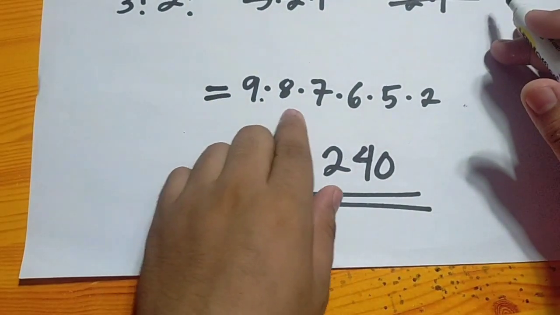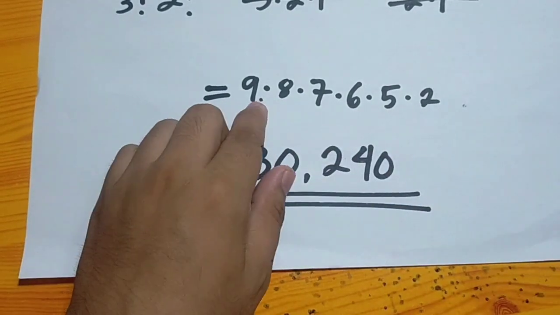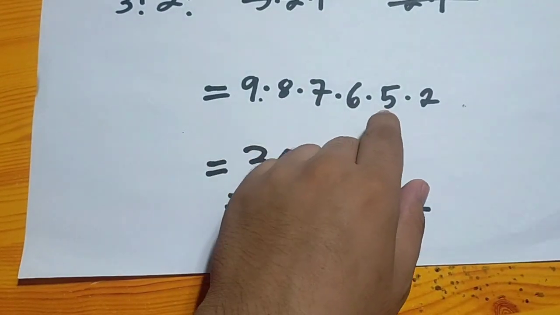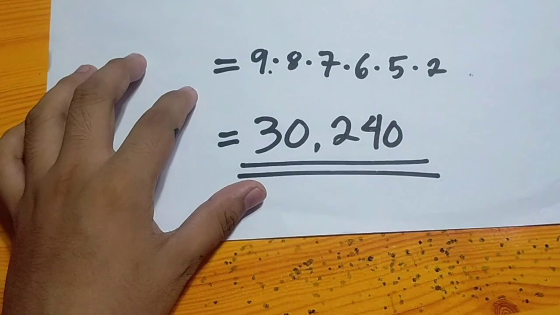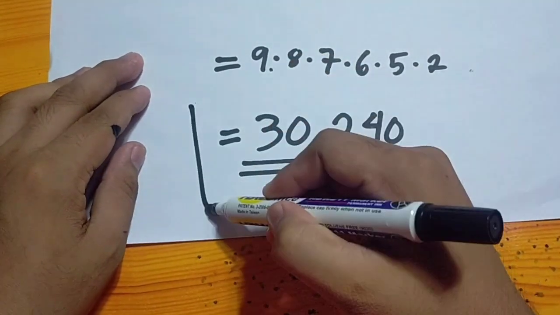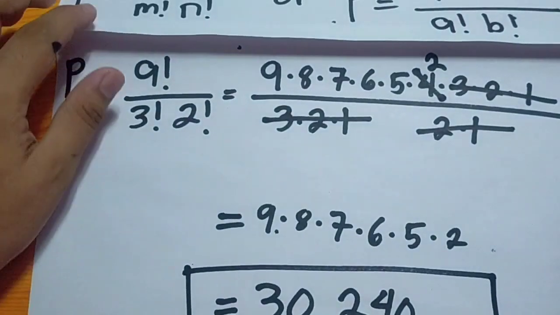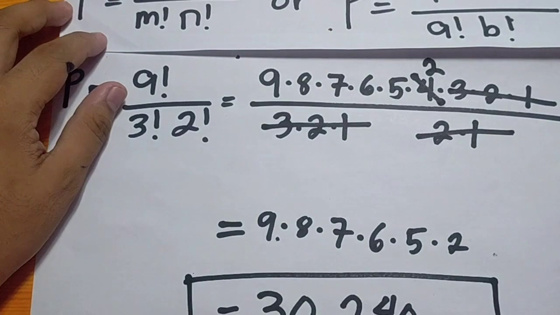So, multiply this number, 9 times 8 times 7 times 6 times 5 times 2 is equals to 30,240. So, that is distinct or distinguishable permutation.